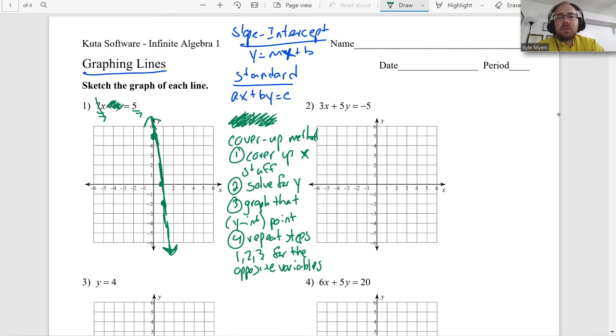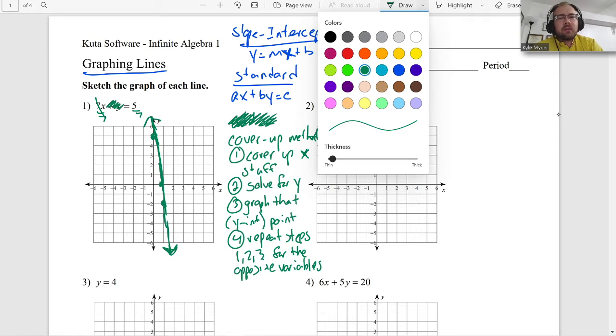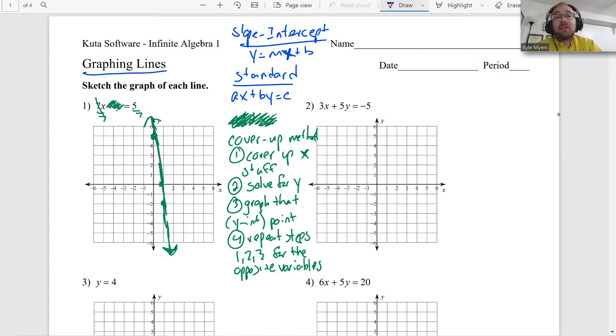Okay, so we'll still use green when we're using that method, and then we'll use a different color for the other method. So let's use purple. Let's go with purple. Okay, so the other method.